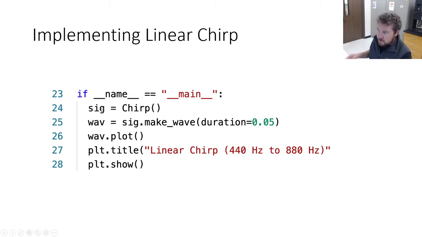So all we're going to do here is just create a signal from our chirp class. We'll use all the defaults, so it's going to go from 440 to 880, and we're going to make it last for 0.05 seconds. So we just want to see a little bitty piece of that signal, and then we'll go ahead and plot it and show it.